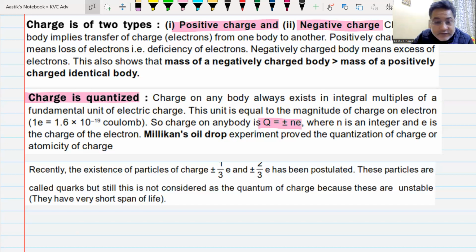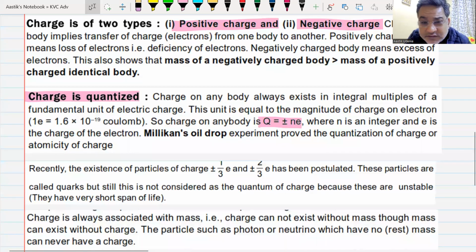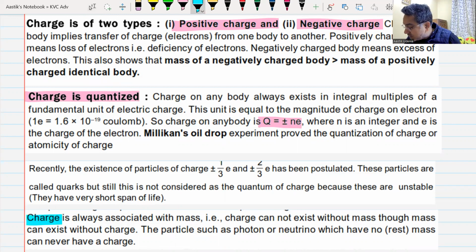Next one, I can write one more, then you can note this down. Charge is always associated with mass. You cannot have a charge without a mass, but you can have a mass without a charge. Neutron is a particle that has mass, but it does not have charge. But whatever body has a charge must have a mass, because this charge comes from electrons and protons, and they have mass. So charge is always associated with mass. Do we understand this? Yes.